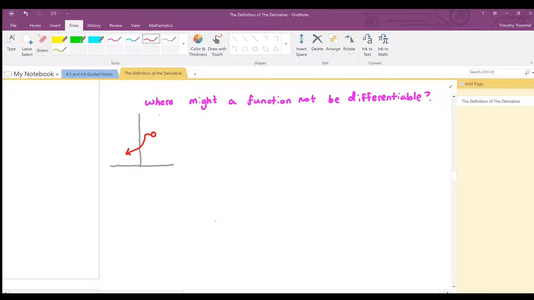Actually, I'll sketch that one a little bit different. Let's say it looks like this. Okay, and this is f of x. This is x equals a. And what we want to be thinking about right now is our derivative. f prime of a is equal to the limit as h approaches 0 of f of a plus h minus f of a all over h.